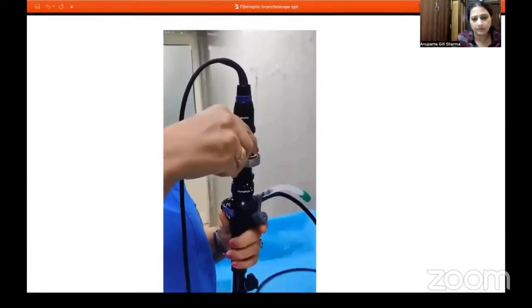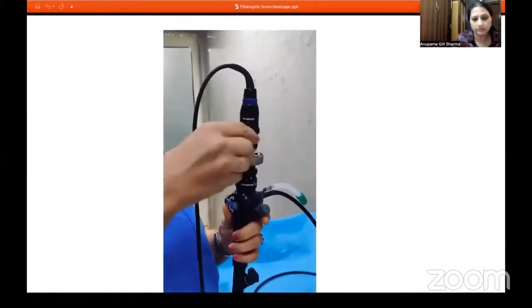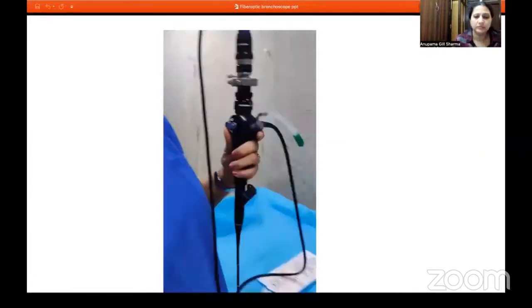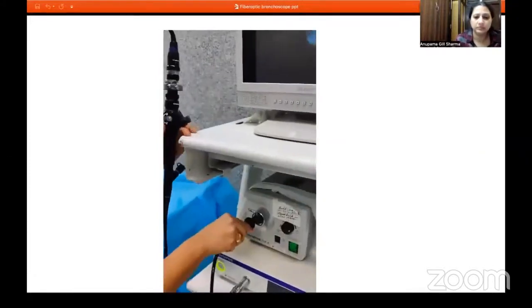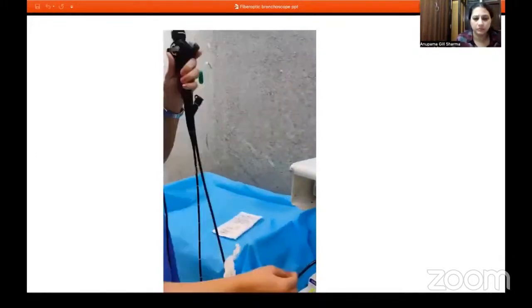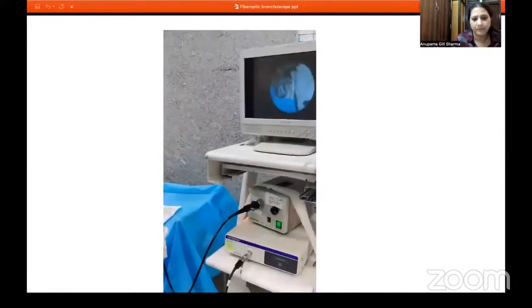Now I'll show how the eyepiece is connected to the camera. By pressing these two buttons, it goes in here. And this is the light source which goes in here. Okay, now it is well connected. We'll switch on the light source.